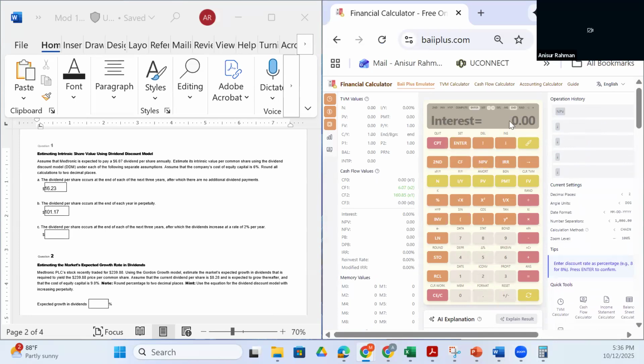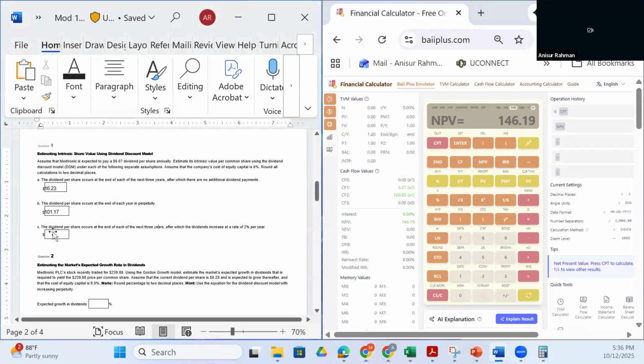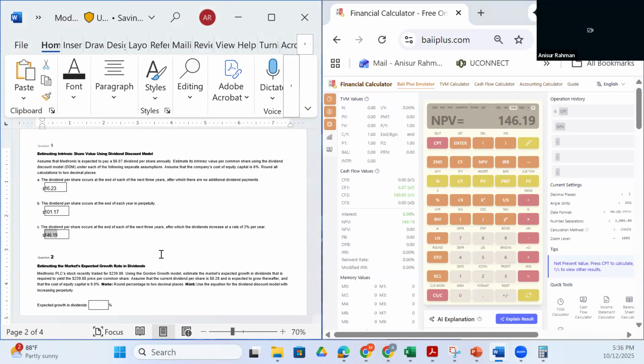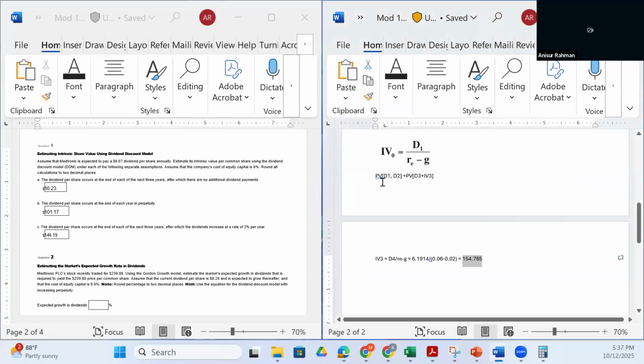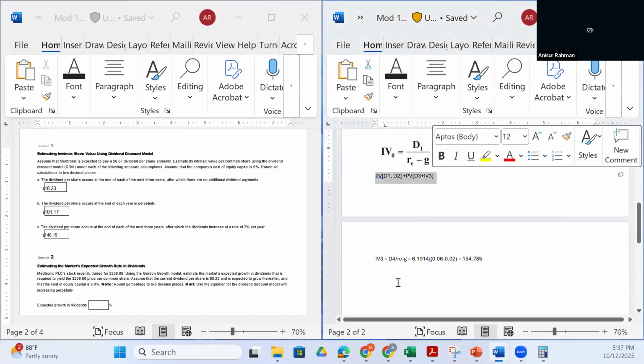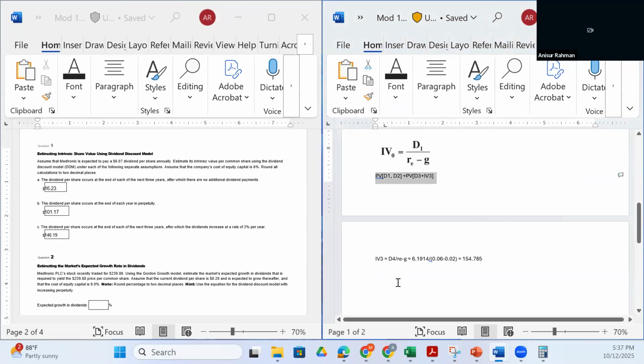Press NPV, interest rate is 6%, press enter key, and then again down arrow, it will show NPV, but you have to compute. So 146.19. That is the correct answer. So remember, this is how we calculated the price.